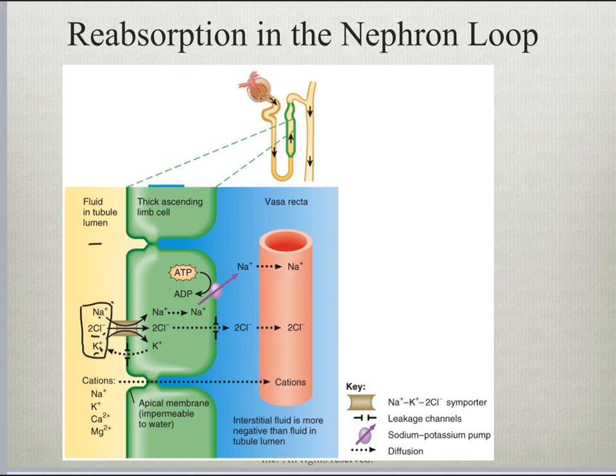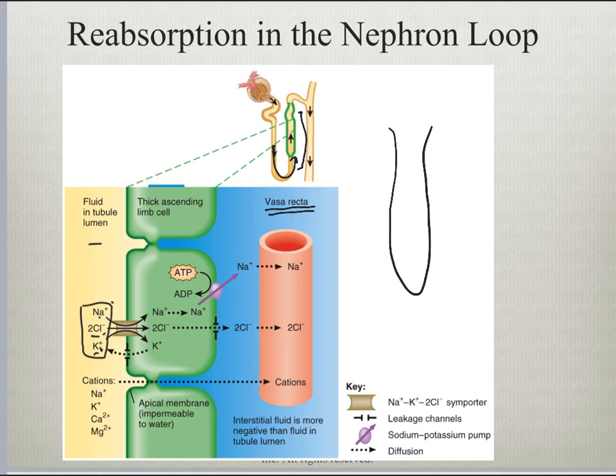Once inside the cell, we have to figure out how to reabsorb this back into the vasa recta. So notice we're now no longer saying peritubular capillaries, we're talking vasa recta. So in your mind, you should be thinking about these long juxtamedullary nephrons, and we are focusing on that ascending limb of the loop. So we're coming down and up with this solvent and the solutes.